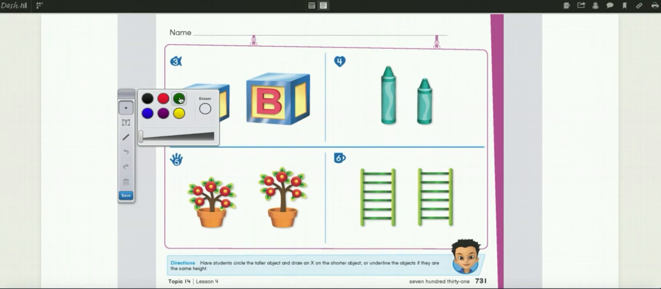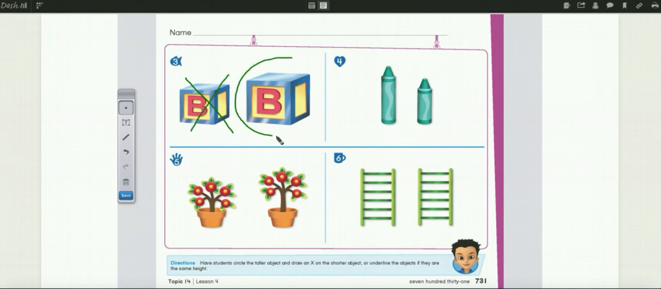Okay, so we're going to circle the taller object and draw an X on the shorter object, or underline the objects if they are the same height. What can you tell me about these two objects? The first block is shorter, so we're going to go ahead and draw an X on it. The second block is taller, so we are going to circle it.